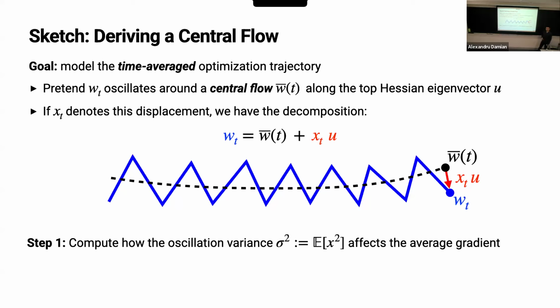Why is the top eigenvector fixed? It's not. Locally, it should also be u_t, u of t. Yeah. But over short periods of time, we're going to treat u as fixed. Good.